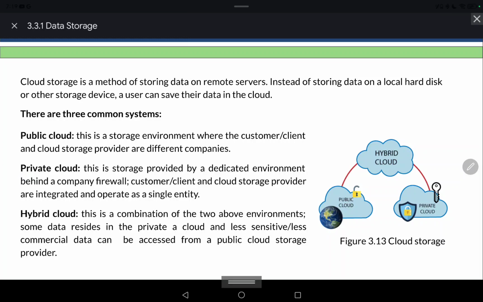Now, hybrid storage is basically the combination of the two storage, meaning that an organization can decide to use both public and private storage to store data. So, data that are more private, more sensitive, will be stored in a private cloud, and data that are less sensitive will be stored on a public cloud storage.